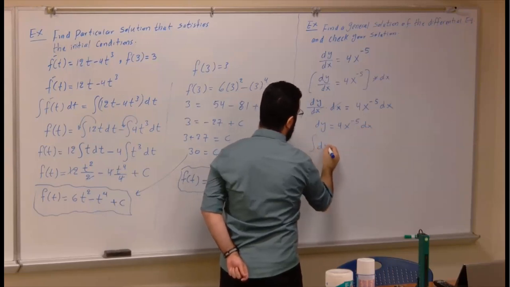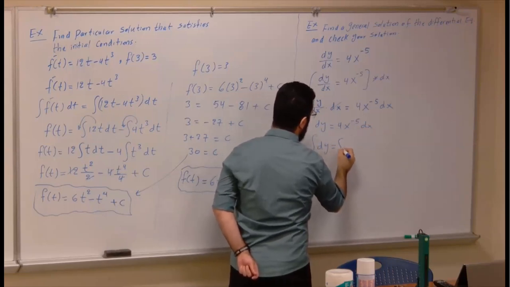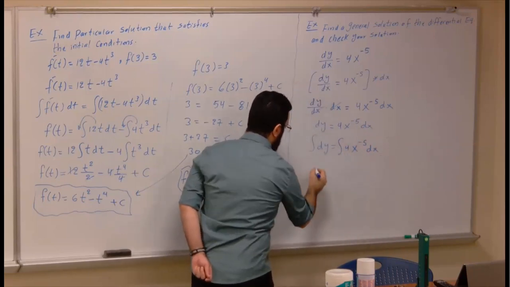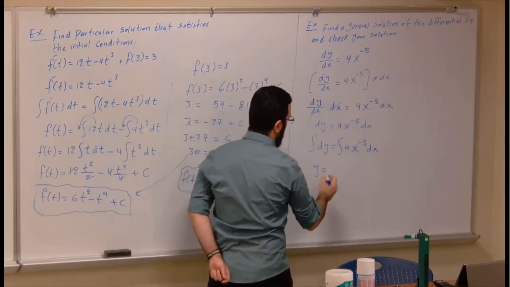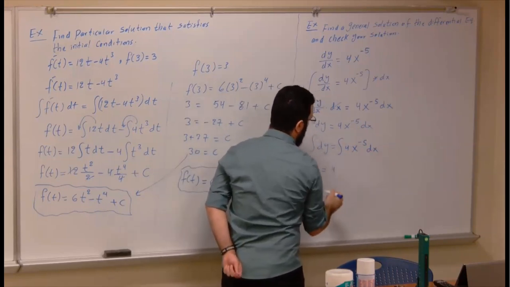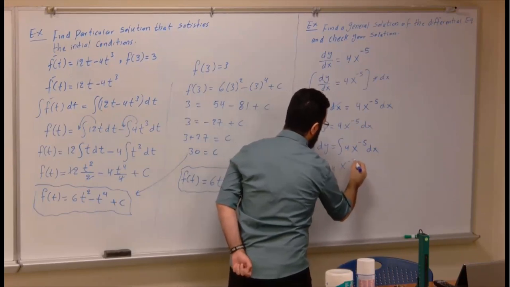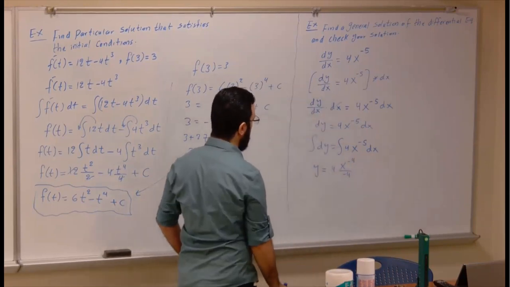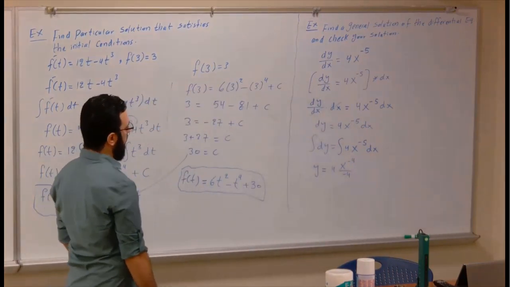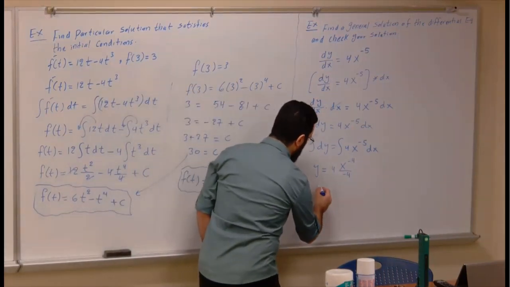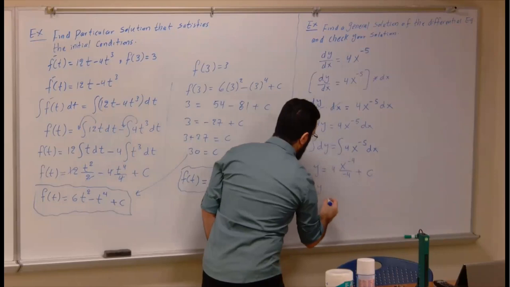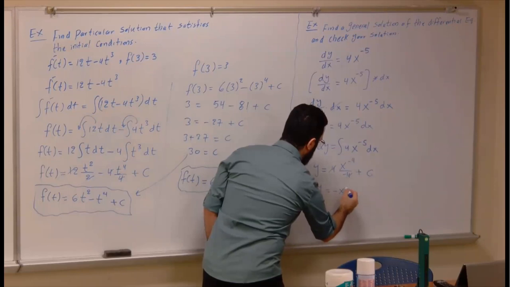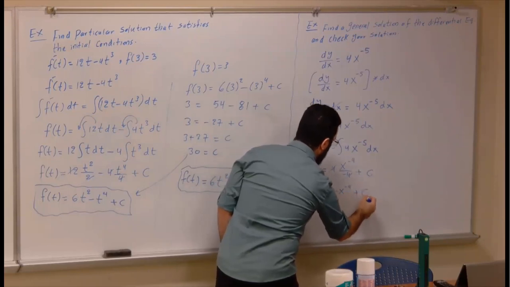Take the integral. So it's going to be y equals the integral of 4x to the power negative 5. So it's going to be x, add 1, so it's going to be negative 4 over negative 4. We add 1 and cancel. Y equals plus c. Cancel 4 with negative 4. So y equals negative x to the negative 4 plus c.